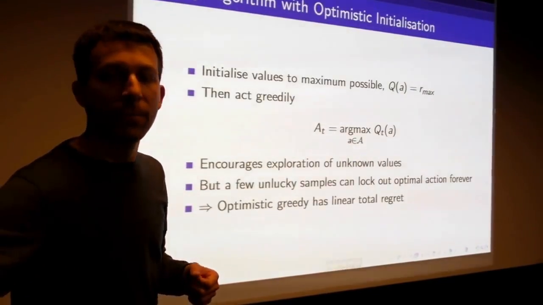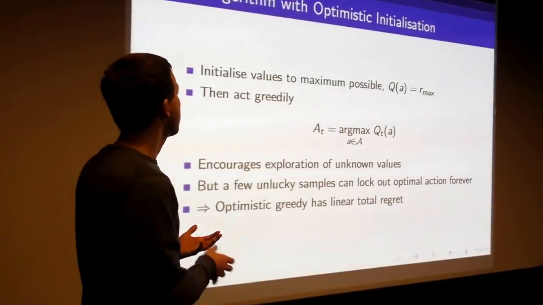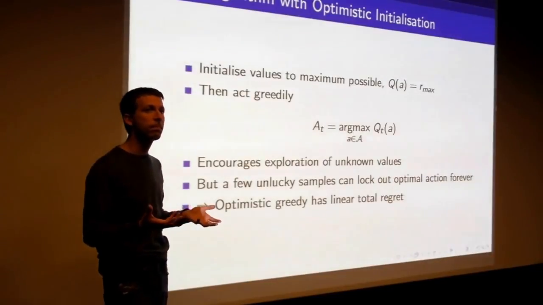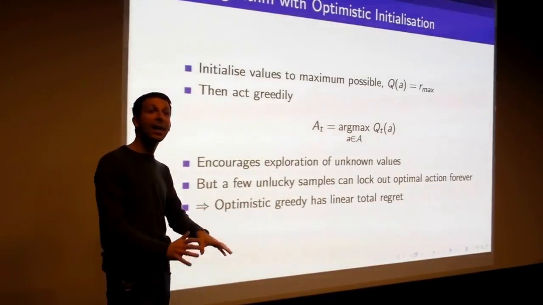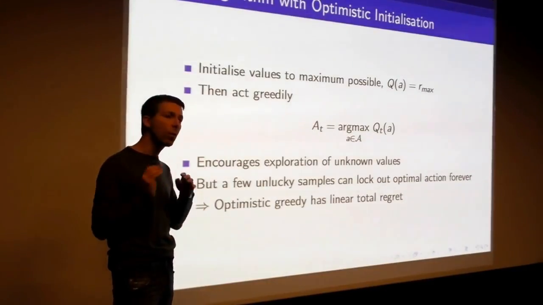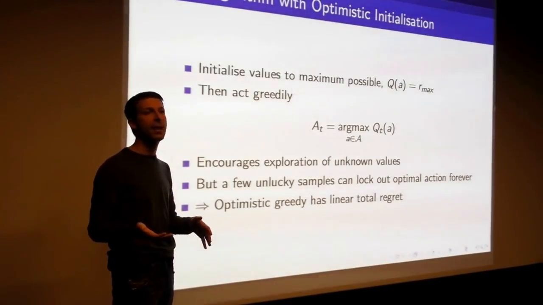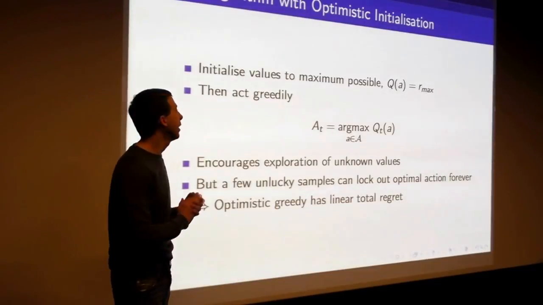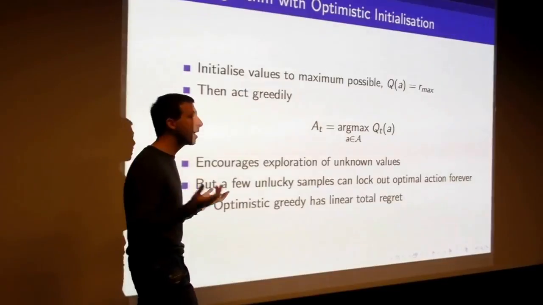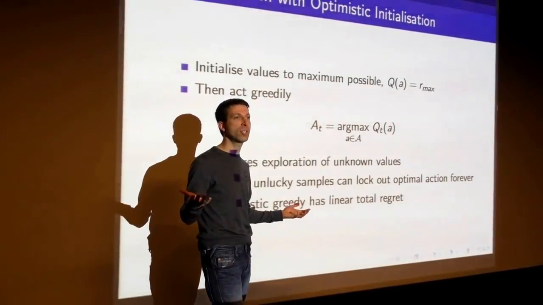So what happens if we try and be clever? The first idea to be clever is to use optimistic initialization. This is a really well-known algorithm, and actually this is a really good idea. So I don't want to give the impression this is a bad idea. This works quite well in practice. There are lots of applications where it's quite hard to beat this. And the idea is just to initialize the values to their maximum possible. So we start off by assuming the best about all of our actions.